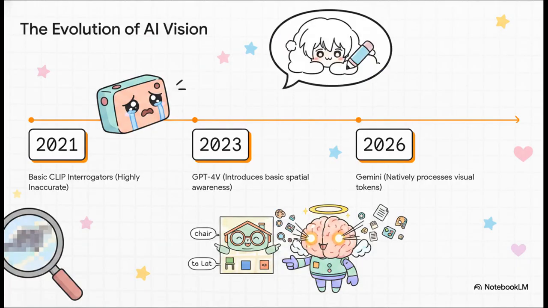If you go back just to 2021, we had these basic tools that were, well, highly inaccurate. Then by 2023, models like GPT-4V came along and introduced a basic sense of spatial awareness, what objects were where in an image. But the real game changer is what's happening right now. A model like Gemini can natively process visual information as tokens, the same way it processes text. There's no translation layer needed, it just sees the image directly.